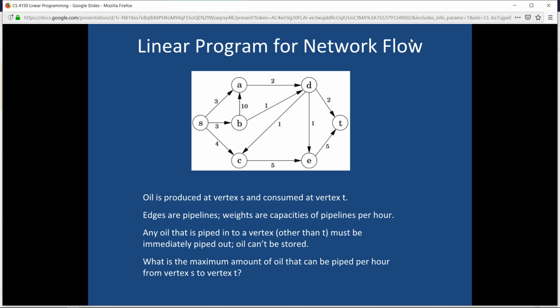Okay, what's the objective function? We're trying to maximize the amount of oil that we get from S to T. So we need some expression that captures the amount of oil reaching T. Or if we just maximize ET and DT. Yeah, we maximize ET plus DT. That's the amount of oil going in. Or you could also maximize oil going out of S. Either way it works. So you do all that.